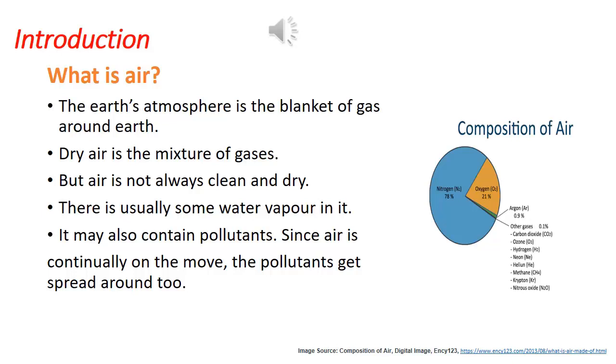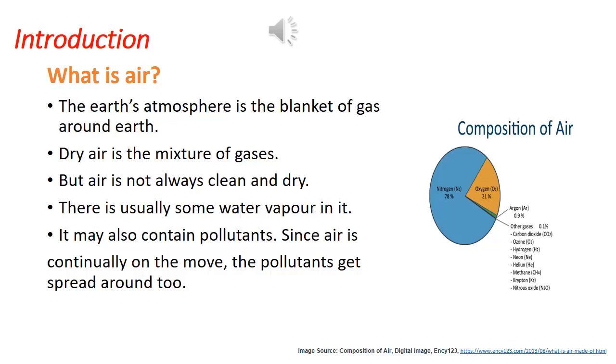And what is the composition of air? Air consists of mainly 78% nitrogen gas and 21% oxygen. The rest is a mixture of other gases like argon, carbon dioxide, ozone, hydrogen, neon, helium, methane, krypton, and nitrous oxide. These are all the composition of air.